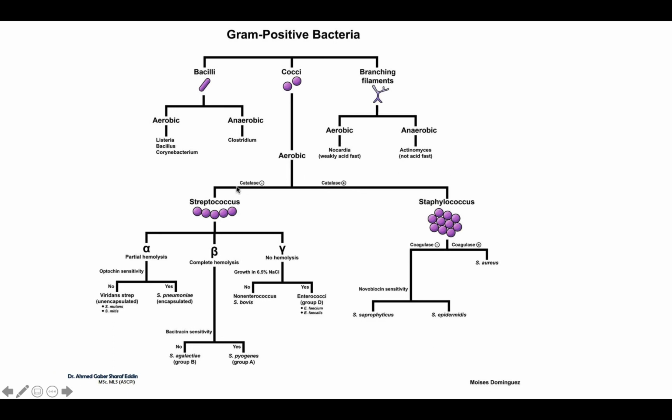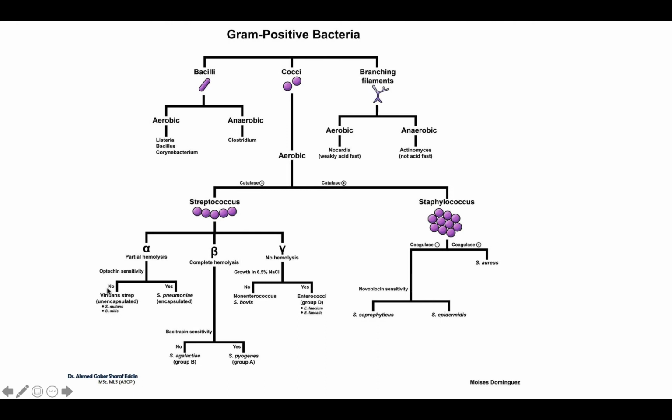And then we went to catalase negative, which will be the streptococci. Remember we do hemolysis: alpha, beta, gamma. Alpha will be the green ones. Is it viridans or is it pneumoniae? We said the dominant one is in the optochin sensitivity. Who is sensitive? Pneumococcus, the encapsulated one, and the one in the mouth where all the dirt is will be resistant.